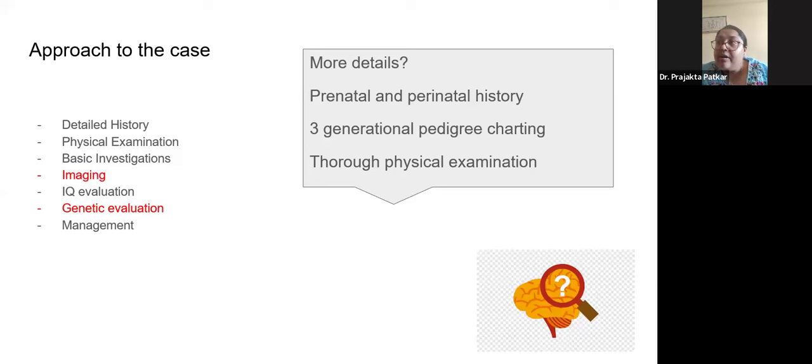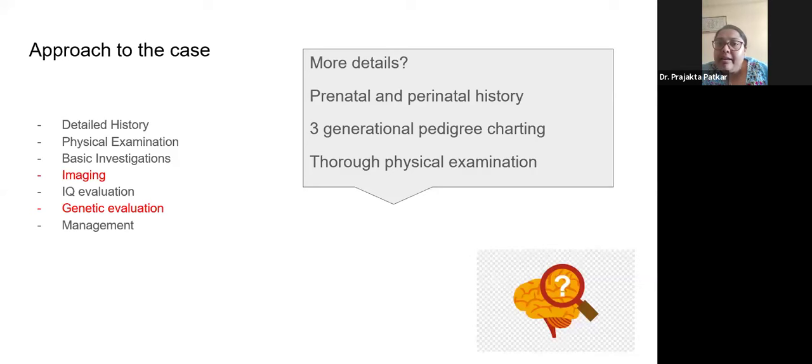How did they conceive? Were there any medical problems in the mother, which in this case we already saw that she had a difficult pregnancy? Any other disorders or diseases which were detected? Any infections during pregnancy, etc. This child also did have birth asphyxia, and that is also another very important etiology of intellectual disability.